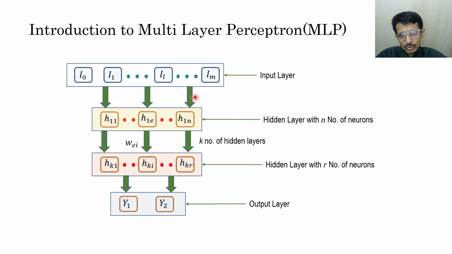Then this is going to the hidden layer with n number of nodes. So this is the first hidden layer, and such k number of hidden layers, H of k1, H of ki, and so on. So this is the basic architecture of the multilayer perceptron.